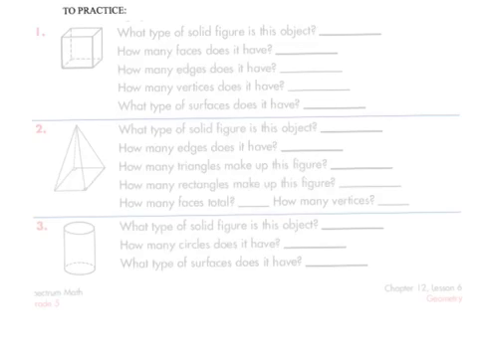All right, for the first one, what type of a figure is this object? Well, it is a cube. How many faces does it have? 1, 2, 3, 4 along the sides, a top and a bottom. 6 faces. How many edges?